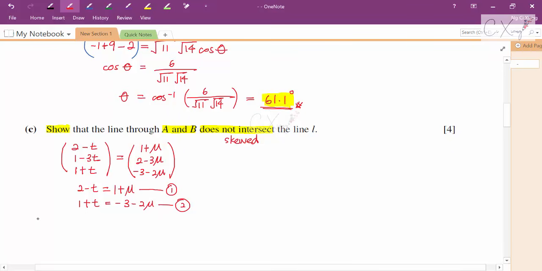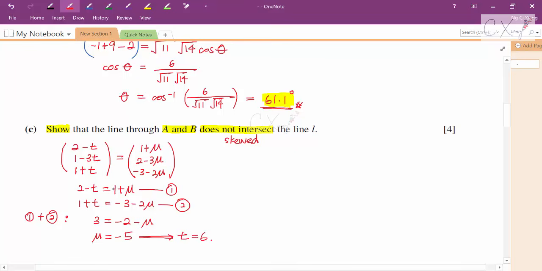So I will take equation 1 plus equation 2. On the left hand side, the t disappears and I have 3. On the right hand side, 1 plus negative 3 gives negative 2, and mu minus 2 mu gives negative mu. Therefore, I can easily get the value for mu, which is negative 5. Once I have mu, I can substitute it into either one of these two equations, and you should get t equals 6.